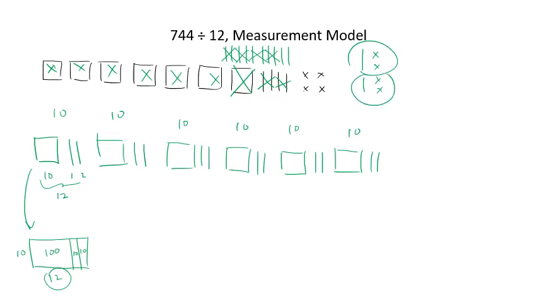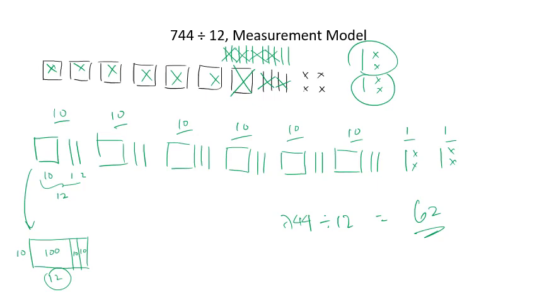So I see that I've got 2 groups of 12. There's 1 group of 12. There's another group of 12. So if I add this up, I've got 10, 20, 30, 40, 50, 60, 1, and 2. So I've got 62, 744 divided by 12 equals 62 groups that I've measured out by 12.